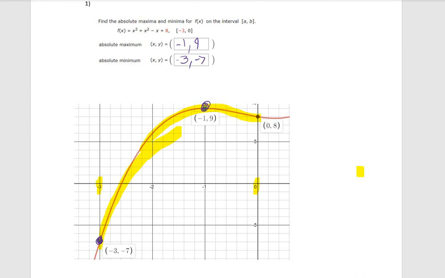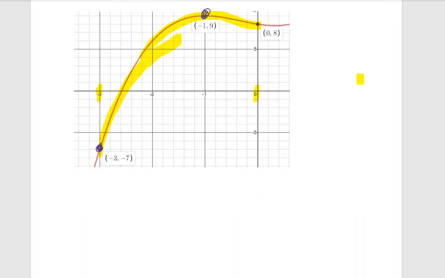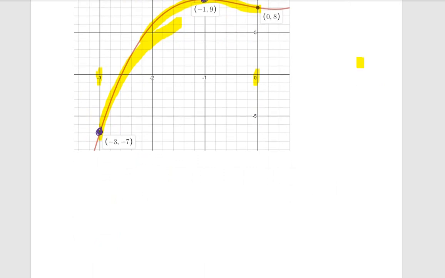Now, what we want to do is look at how we do this using calculus. So anytime you're asked to find a minimum or a maximum, the first step is always going to be finding the derivative. So first, find the derivative. For this example, the derivative is going to be 3x squared plus 2x minus 1. Okay, after that, you always want to set the derivative equal to 0 and then solve for x.